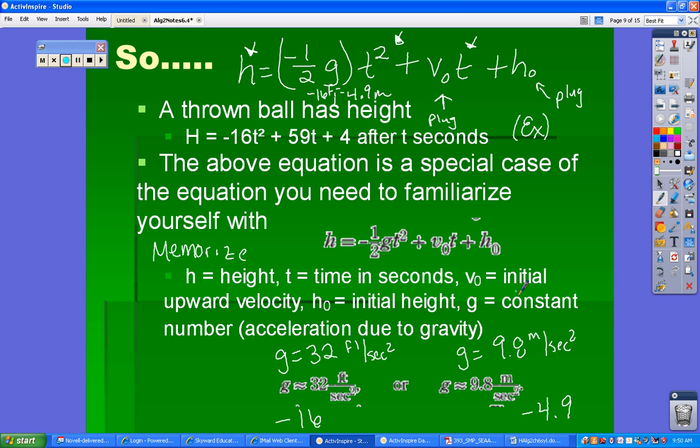V sub o is your initial upward velocity. When you actually let go of the ball, what was the velocity? H sub o is the initial height. Where did you let go of the ball? And g is that constant we were just talking about.